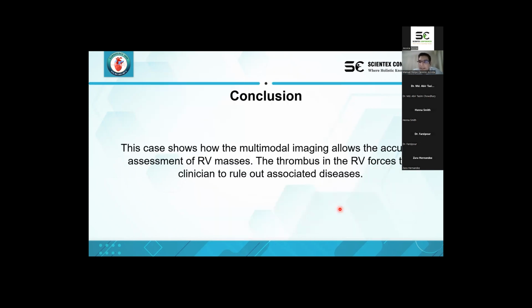In conclusion, this case shows how multimodal imaging allows accurate assessment of right ventricle mass. A thrombus in the right ventricle forces the clinician to rule out associated disease. It's very important for clinicians that multimodal imaging provides an accurate diagnosis, mainly in right ventricle mass.